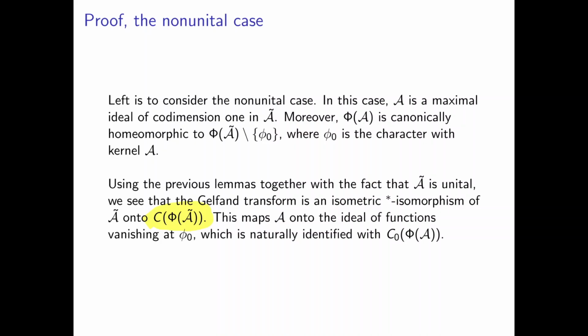Now this Gelfand transform actually maps A onto the ideal of functions vanishing at this character phi sub 0. But this is naturally identified with the algebra of functions vanishing at infinity, because, as I've said before, when you have the ideal of functions vanishing at this point here, you can think of this point as the infinity point. So now we are finished.